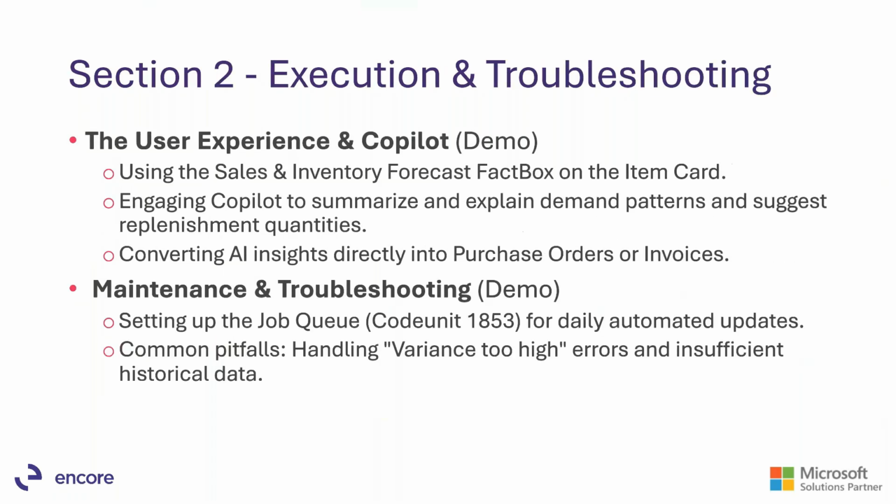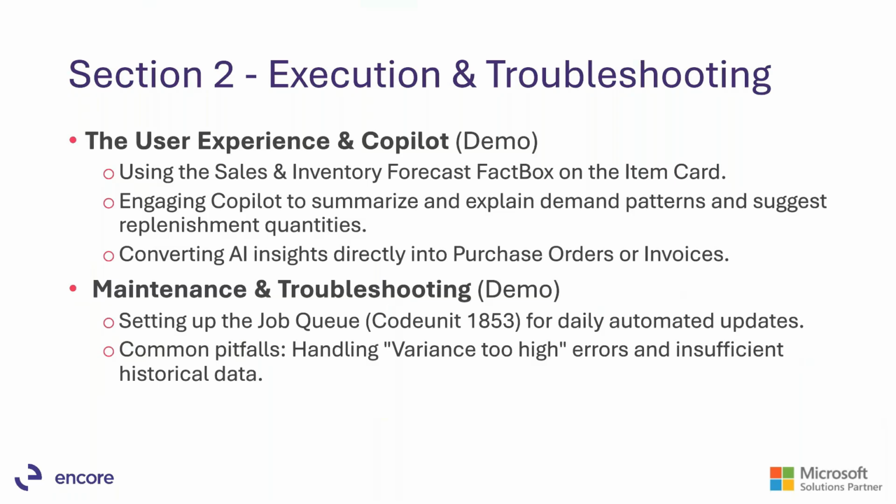Next, when we complete the setup, we move into the user experience, because this is where the user actually interacts with the forecasted data. The primary place we can see the result is on the item card through the sales and inventory forecast FactBox. This is where we see the demand trend, forecast quantity, stock out, and that kind of context. This is also where we can use Copilot to give us more added value.